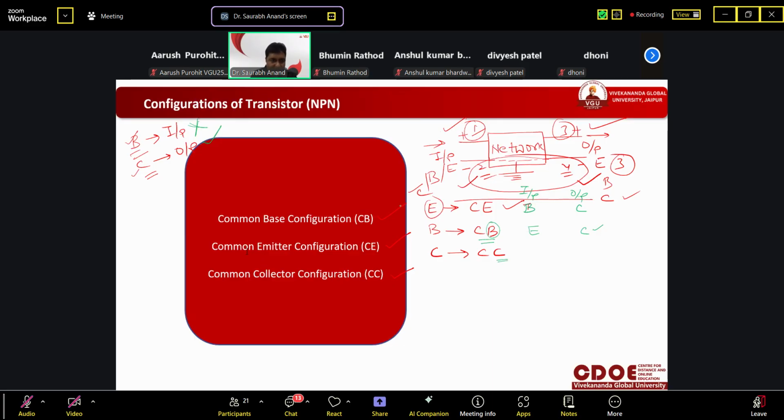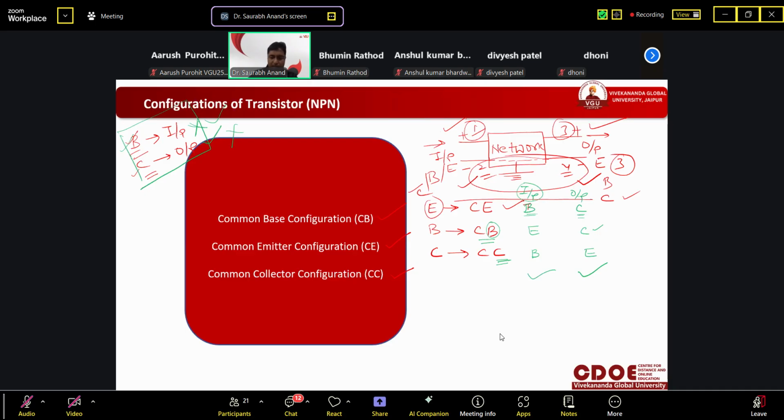In common collector, this condition is not fulfilled because collector is common now, but the other will be fulfilled. So base will be input, so we will write B as input. Collector is already used here, emitter is left, so emitter will be output. If you remember these two lines, then the selection of input and output line will be very easy for you. So use carefully, right? In case of common emitter, base is input, collector is output.